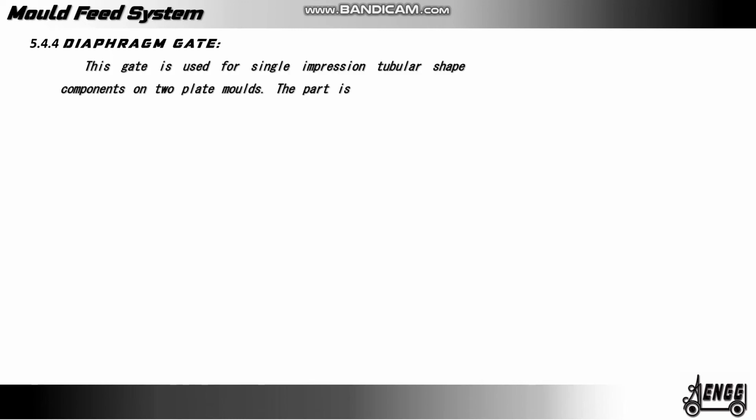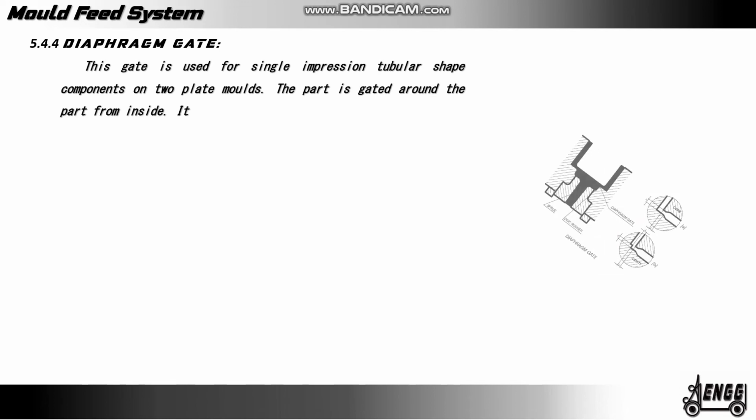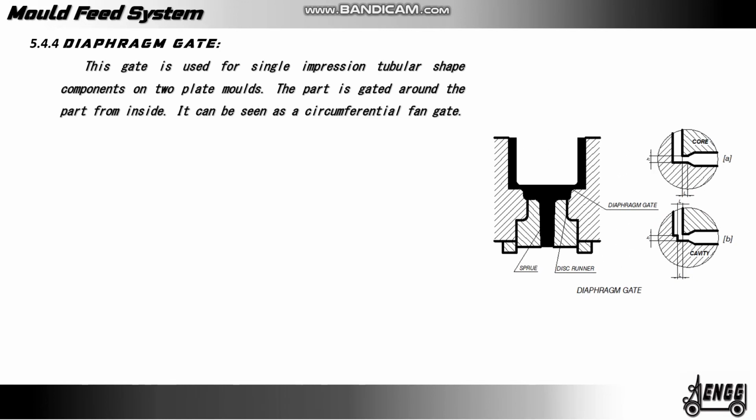Diaphragm gate. This gate is used for a single impression tubular shaped component on a two plate mold. The part is gated around the part from inside. It can be seen as a circumferential fan gate. This gate is usually 0.1 to 0.15 mm depth tapered towards the sprue.